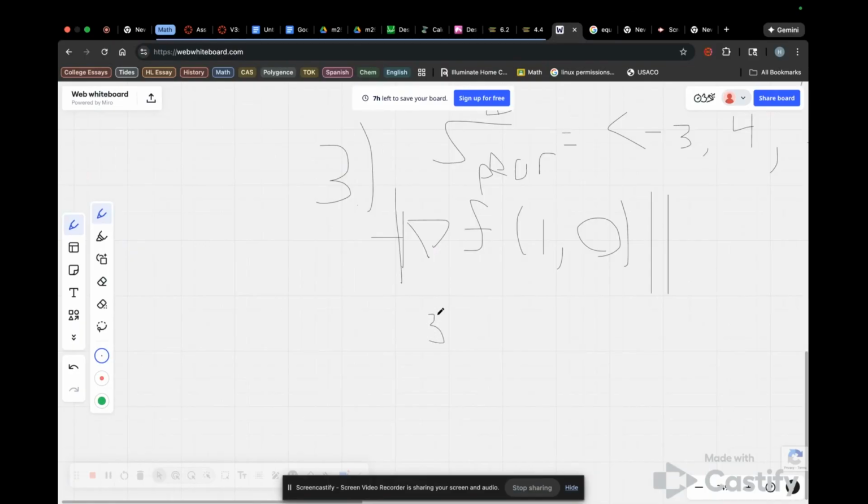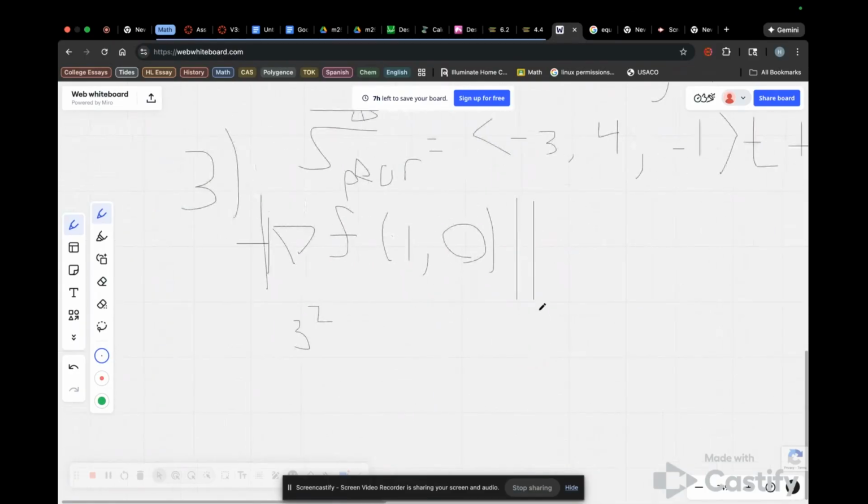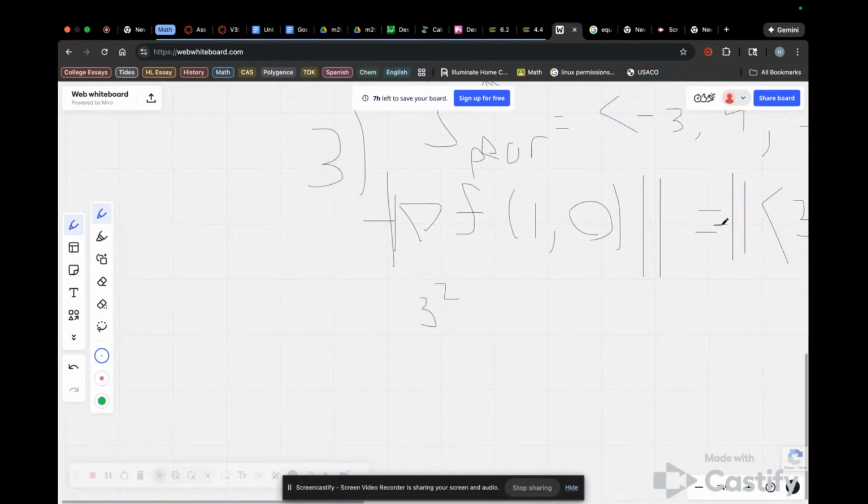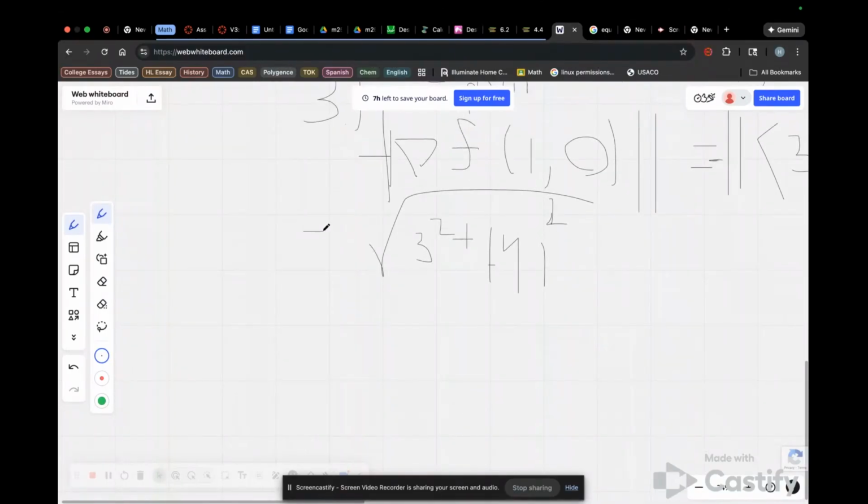So we got 3 squared, let me just write this out. Okay, boom. So now, the opposite of this: 3 squared plus negative 4 squared, square root of that, which gets us 5. Negative square root of that, so this gets us 5, and that gives us negative 5. So the rate is negative 5.